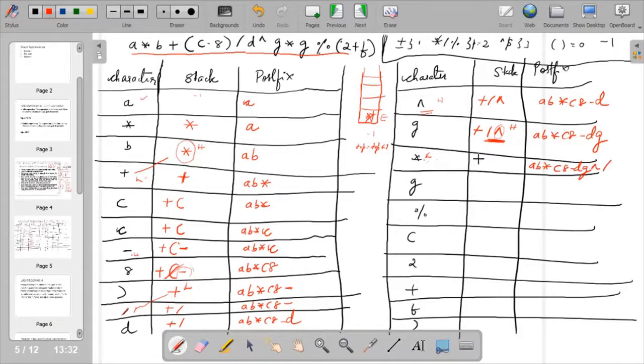So write it in this way. Plus is less than this priority, so it will not be popped. So plus will be there and this star will be pushed. Both will be cancelled. So plus and star will remain over there. So it is AB star C8 minus DG power cap.